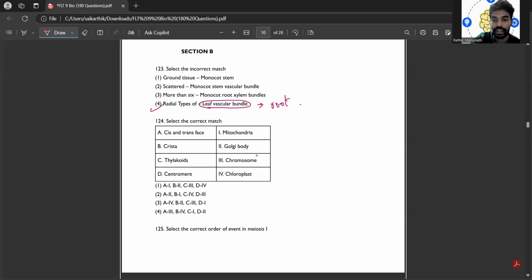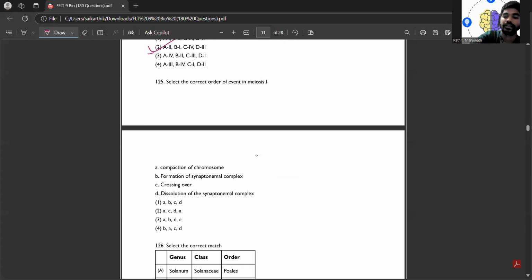Which is the correct match we need to find. So cis and trans faces, Golgi body. Crista is actually the mitochondria, you will see it. Then the thylakoids, you will actually see them in the chloroplast. Then centromere, that is chromosome. So second is correct. Next is 125.